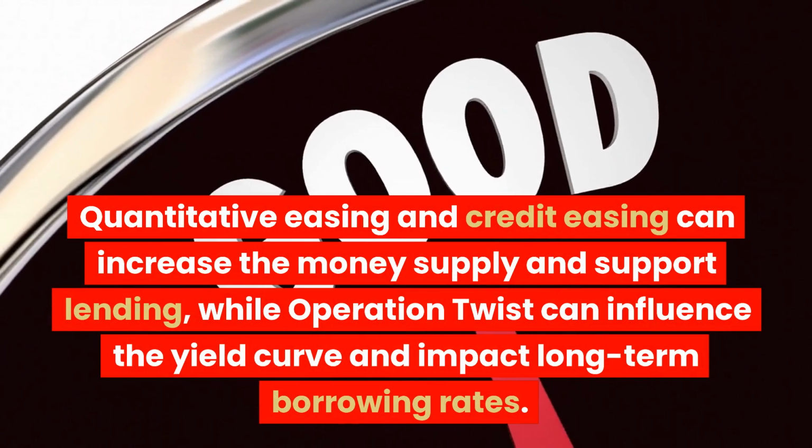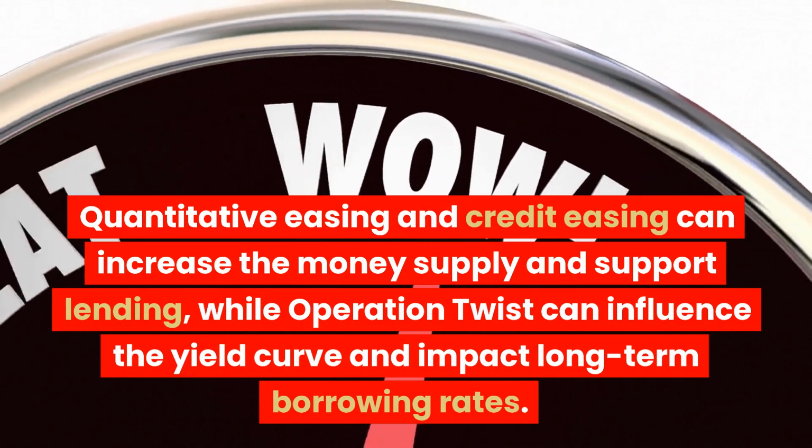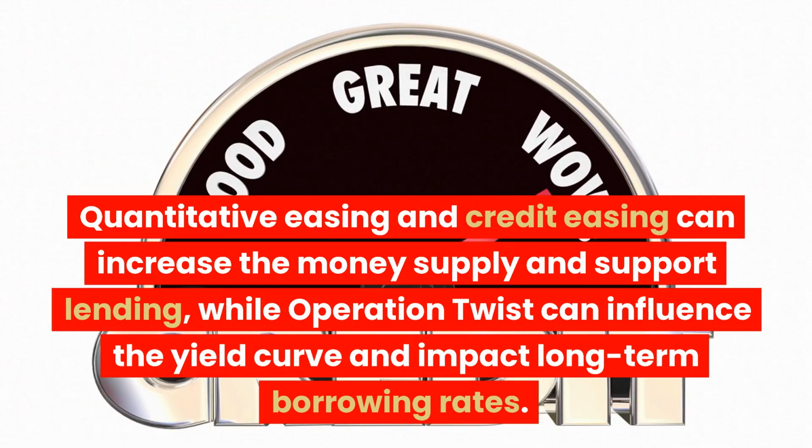Quantitative easing and credit easing can increase the money supply and support lending, while Operation Twist can influence the yield curve and impact long-term borrowing rates.